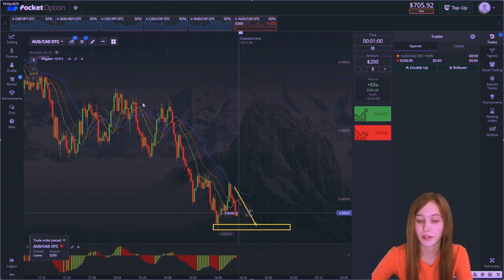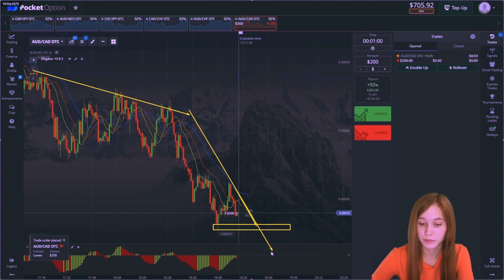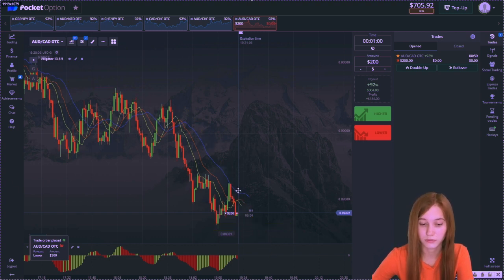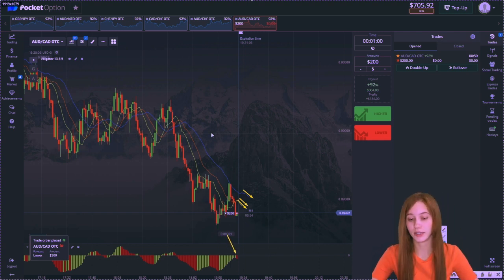We also see by the alligator, three lines are downward. By the oscillator, one red bar received, so we opened correctly. 15 seconds left until the end of our deal.